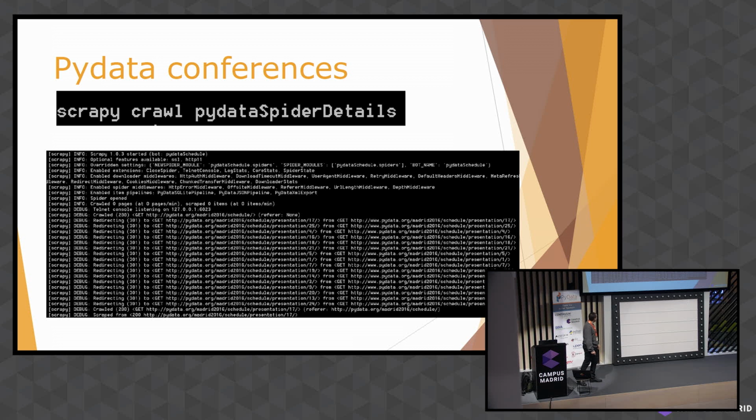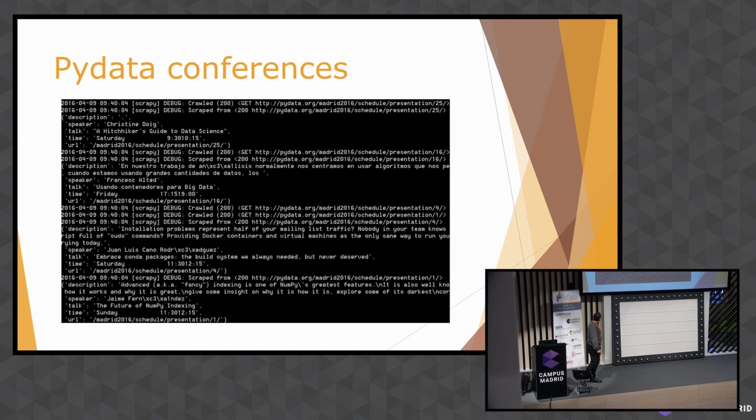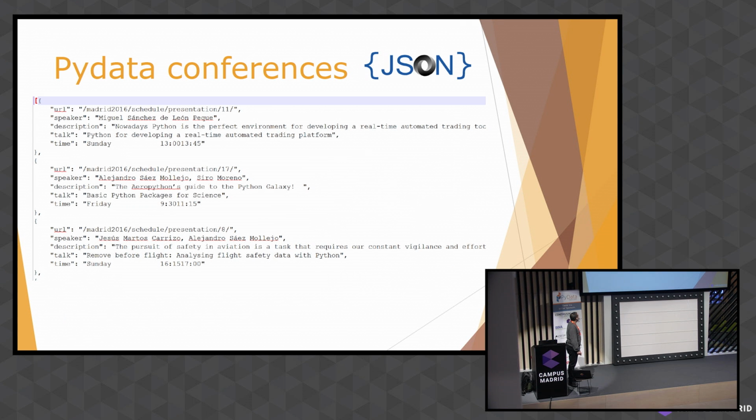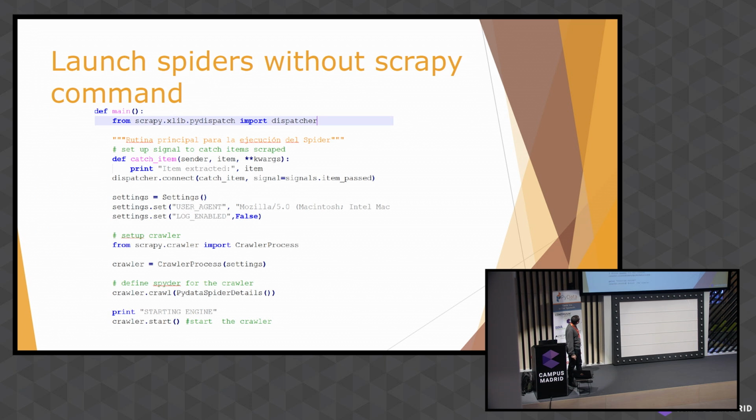In this case, we can see the URLs that will be used in the process. And this is the result. Finally, it returns information with the fields specified, with the speaker, total time, and URL. And this is the result in this case. In case of exporting in JSON, this is the result in JSON format.